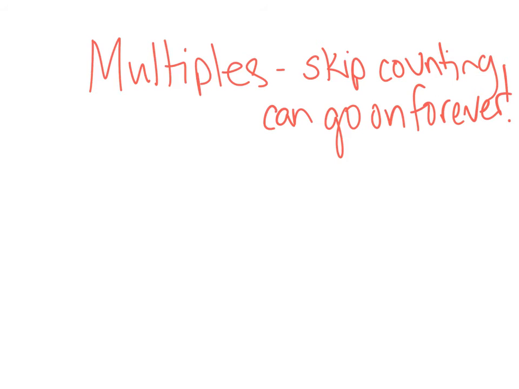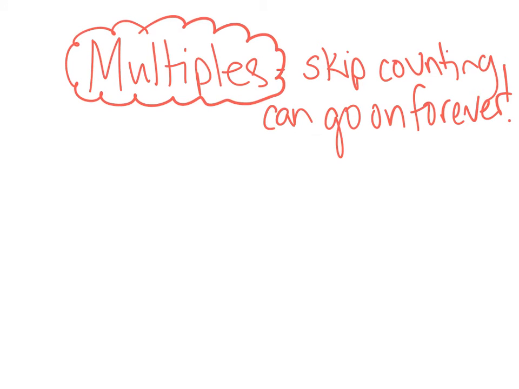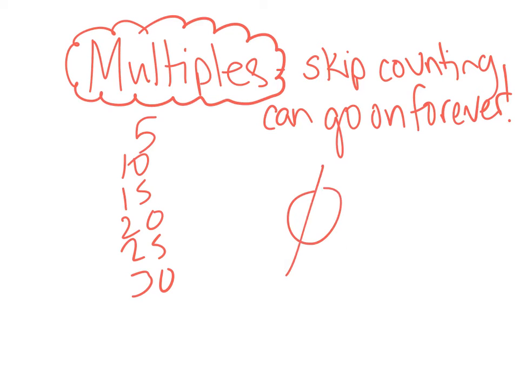Now we're switching gears, so I switched colors. Now we're on to multiples. Hopefully you remember about multiples. Multiples is when you skip count. You can go on forever. So if I do the multiples of 5, 10, 15, 20, 25, 30, 35, 40, 45, 50, you could go on and on and on. This is very unlike factors. Factors, there is a set number. Multiples, you can go on and on and on.